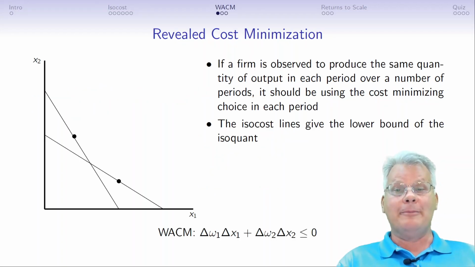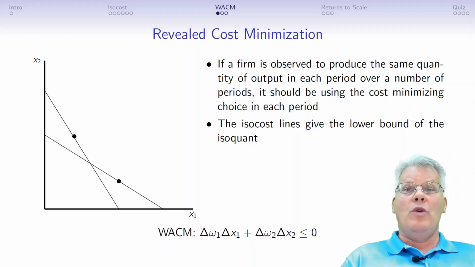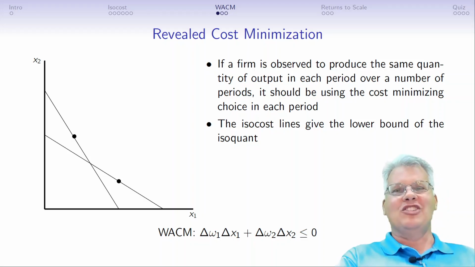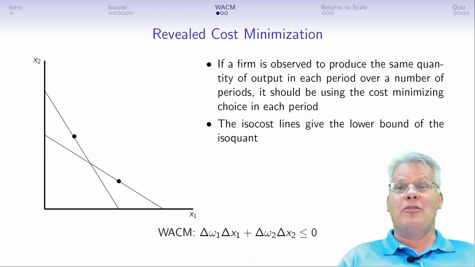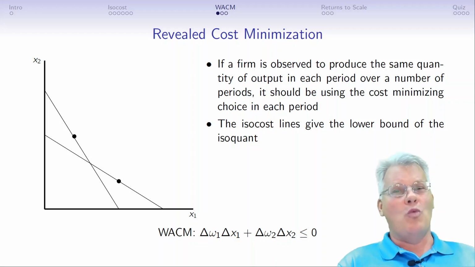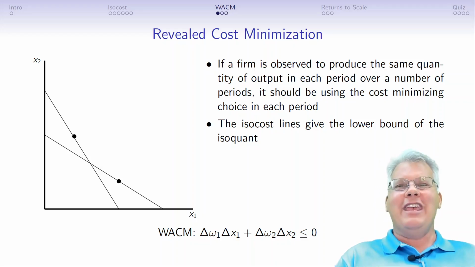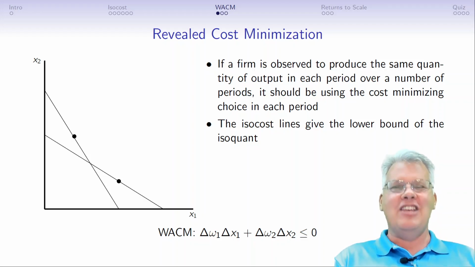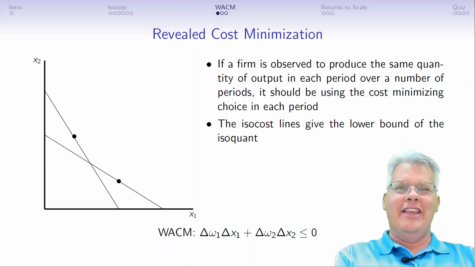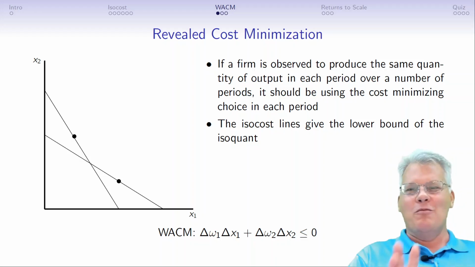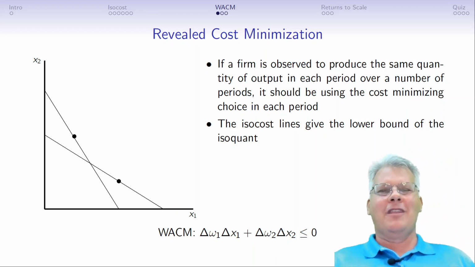Now, in chapter 7, we had revealed preference, and we had WARP and SARP, and then in the last chapter, we had the weak axiom of profit maximization, WAPM. Today, we get to do WACM, the weak axiom of cost minimization. And thankfully, Hal ends here. There is no SACM to follow WACM. WACM is the end of the line.